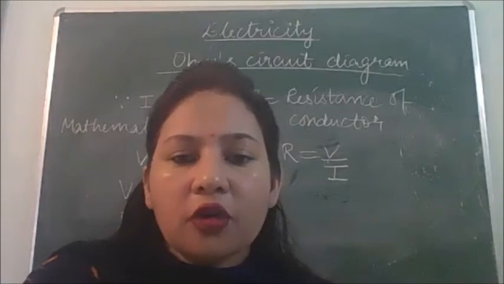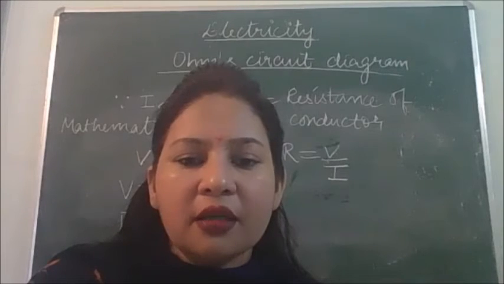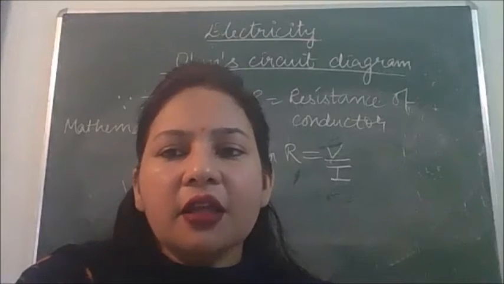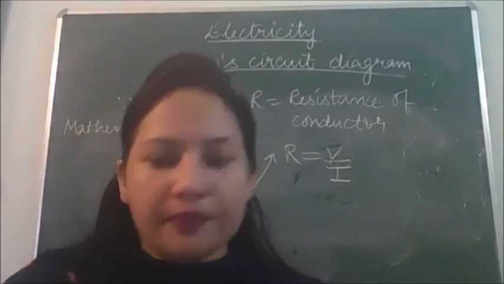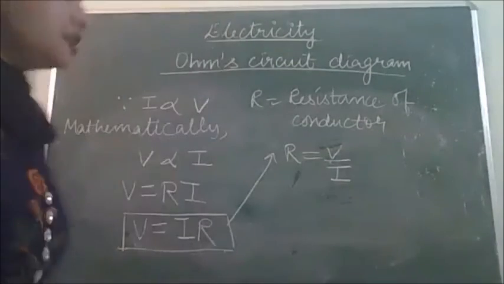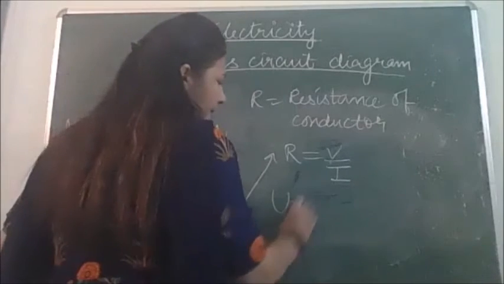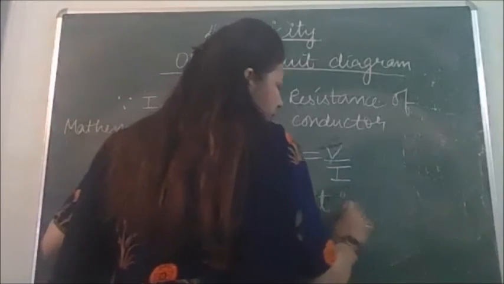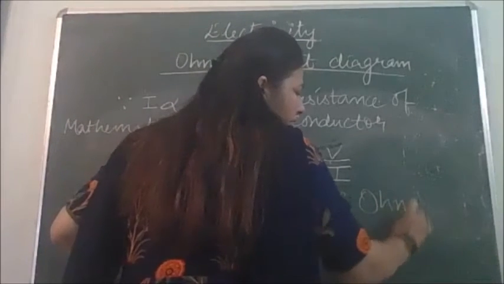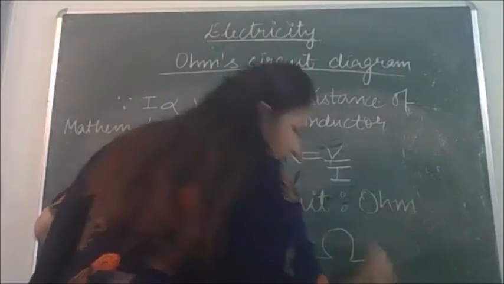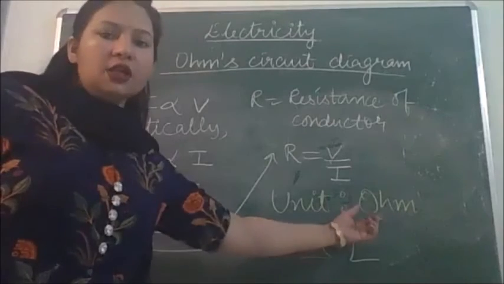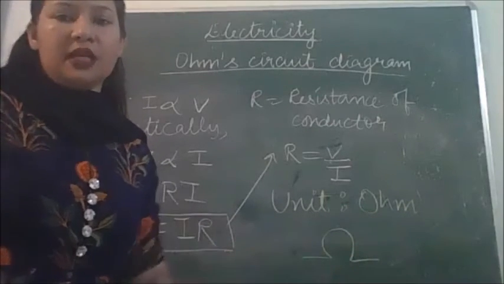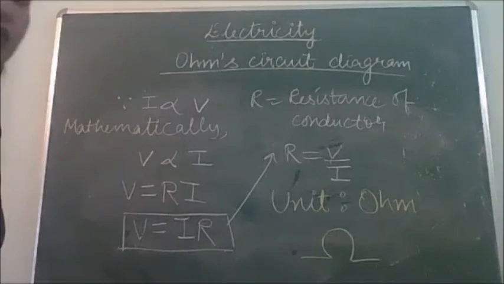Okay, I want to show a simulator, students. Let us define the unit of resistance now. Unit of resistance is ohm. Note down. Unit of resistance is ohm, O-H-M, and this is the symbol. Omega is the symbol. So either you can write the unit in words, or you can write the symbol as well. So this is the unit of resistance.